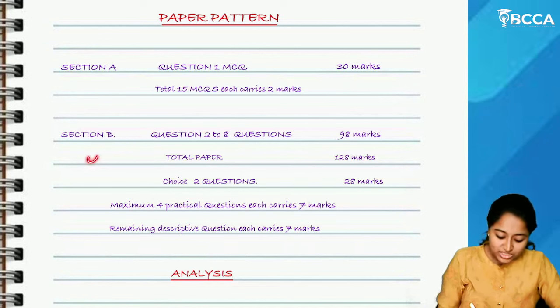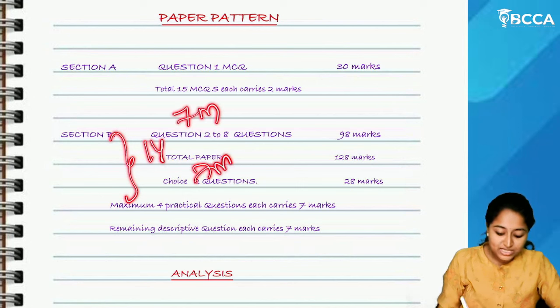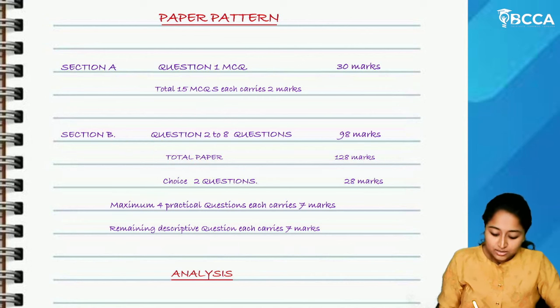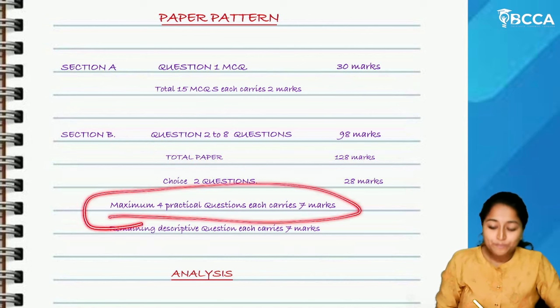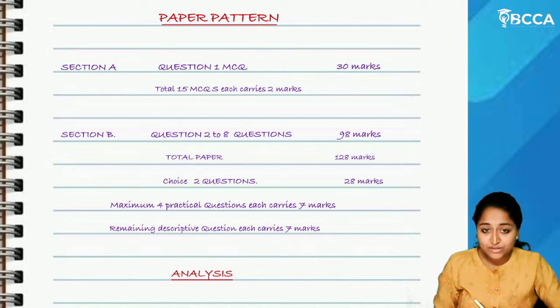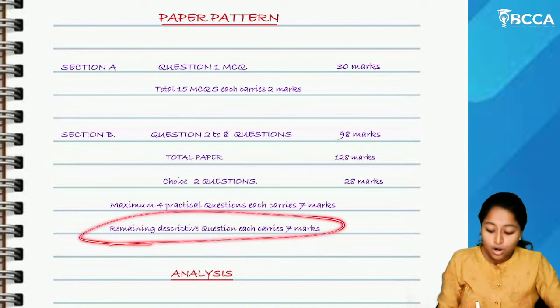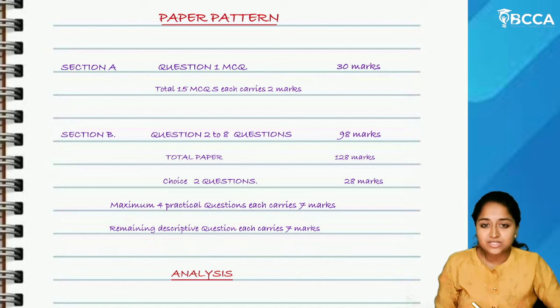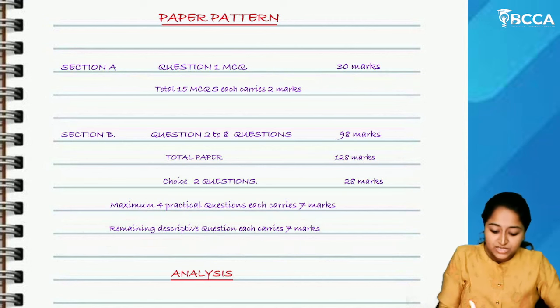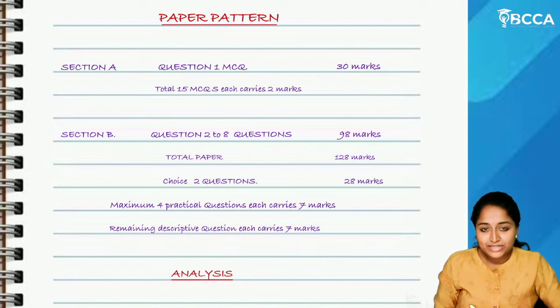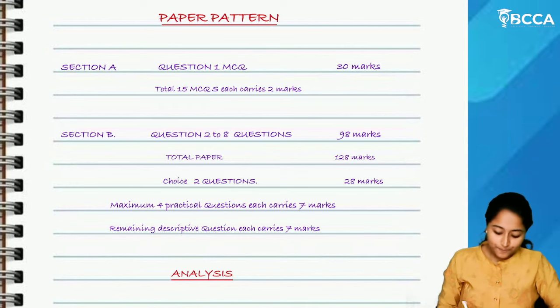In each and every question, we'll have 2 subparts, part A and part B. Each question will carry 14 marks, which means 7 marks and 7 marks each. We'll have maximum 4 practical questions, each carrying 7 marks each, and remaining all questions will be descriptive questions or theory questions. This will be our paper pattern for cost and management audit.